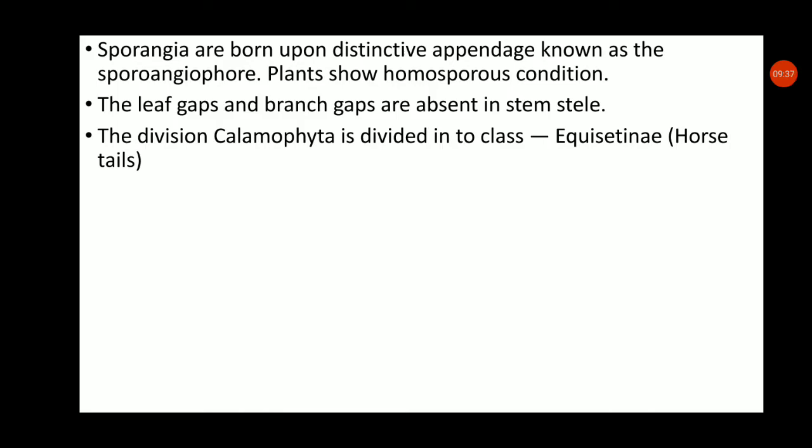Division Calamophyta is divided into class Equisetinae. It is known as horsetail because its sporophyte looks like a horsetail.